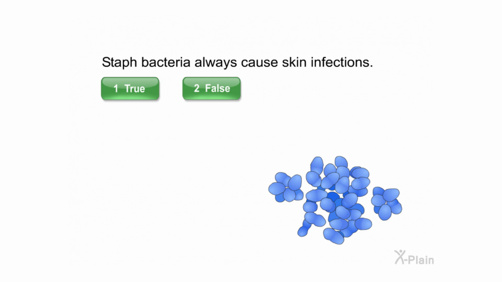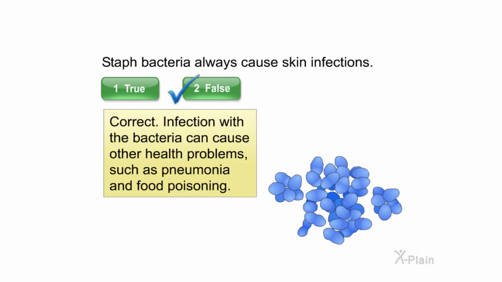Staph bacteria always cause skin infections. Select true or false. Correct. Infection with the bacteria can cause other health problems such as pneumonia and food poisoning.